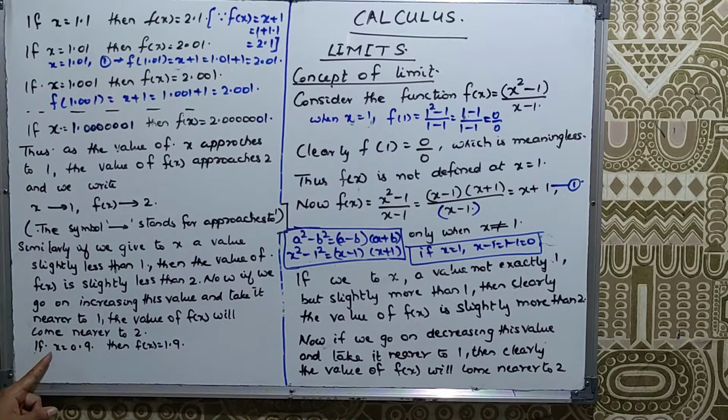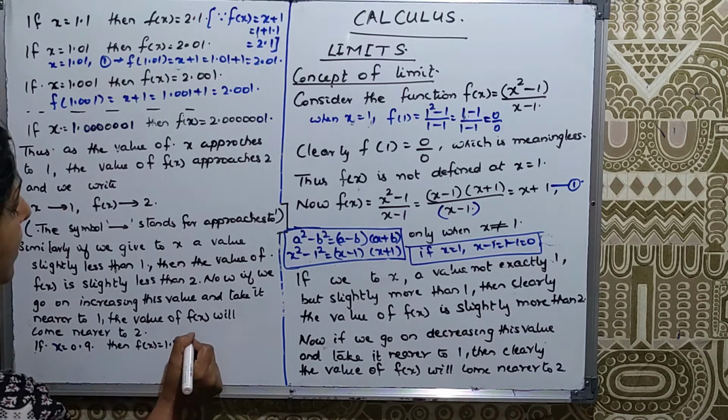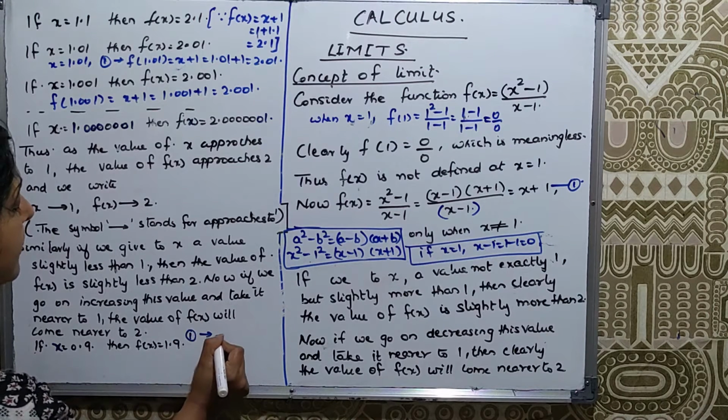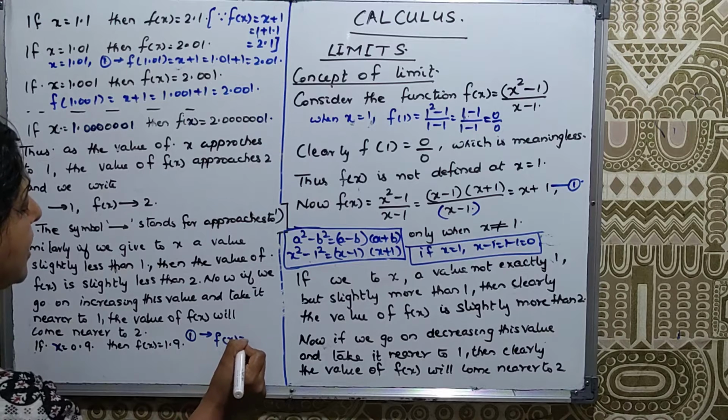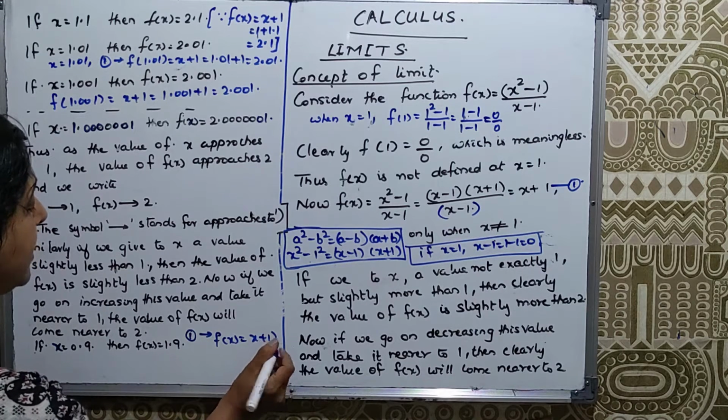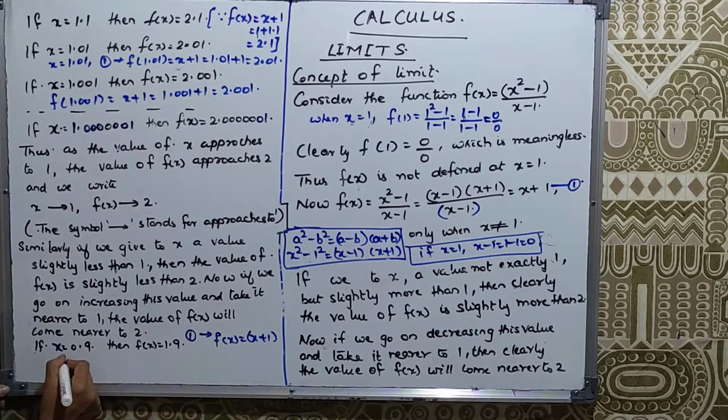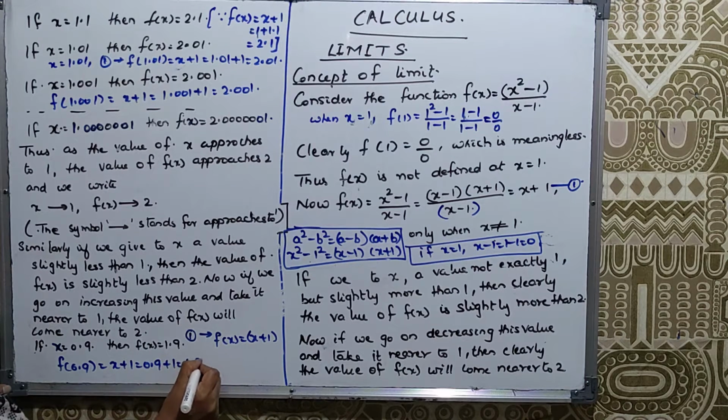Now, in the same way, we are taking a value of x slightly less than 1. So when x is slightly less than 1, that is 0.9, then f of x will be 1.9. How did we get that one? In equation number 1, f of x equal to x plus 1. And now here we are writing f of 0.9. F of 0.9 will be x plus 1 equal to 0.9 plus 1, and you will get 1.9.